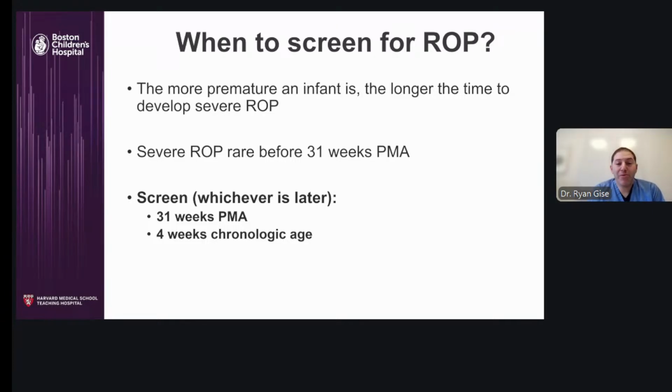The more premature an infant is, the longer the time to develop severe ROP, meaning if they're a 22-weeker, we still screen them around 31 weeks. What our studies have shown at Children's is that it's not that they develop more severe ROP earlier than that. It can also be very hard to look in and see because the vitreous tends to be very hazy. But it's rare that we're seeing a baby for their first exam and treating them on that exam.